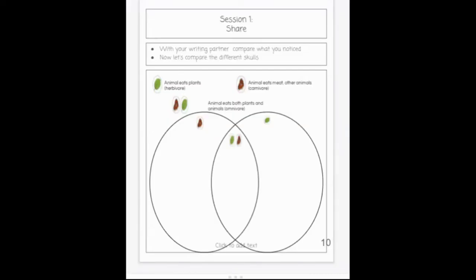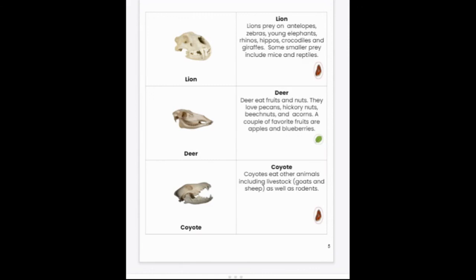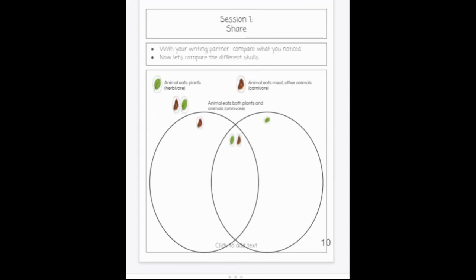So writers, you had an opportunity to really study that picture on page 7. I'll click back up there for you. And compare that skull to 6 known organisms and what they ate. I want you to take a few minutes now to fill in this Venn diagram. What have you noticed about animals that eat plants, herbivores, animals that eat meat, carnivores, and animals that eat both? What are some similarities and differences about their skulls? Go ahead and work on that, and then we'll do some sharing out as a group.